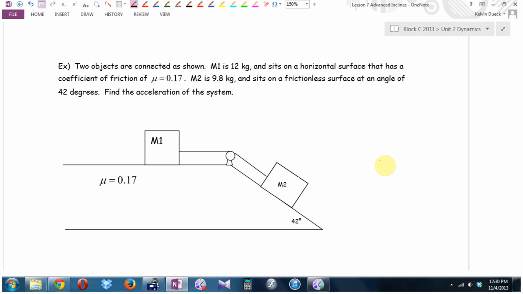Example. Okay. Two objects are connected as shown. So now we've sort of got an Atwood machine, kinda, but with slanties. M1 is 12 kilograms, sits on a horizontal surface, has a coefficient of friction of 0.17. It says M2 is frictionless. Okay.